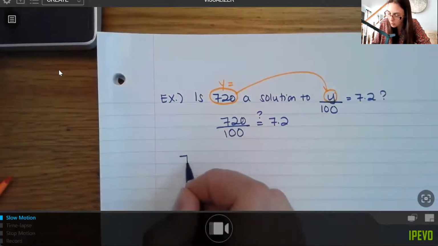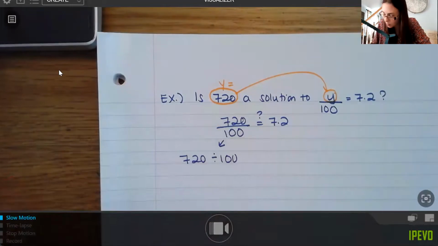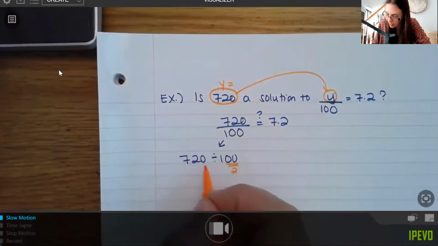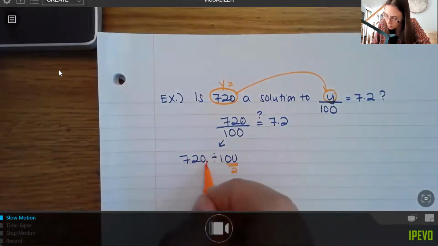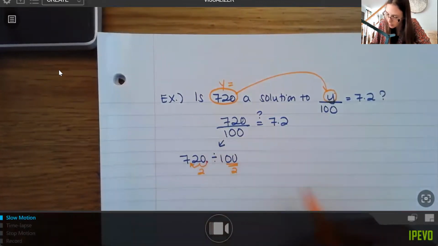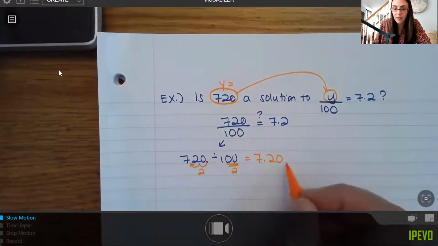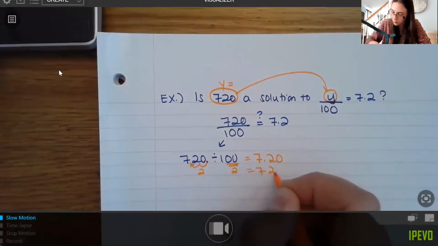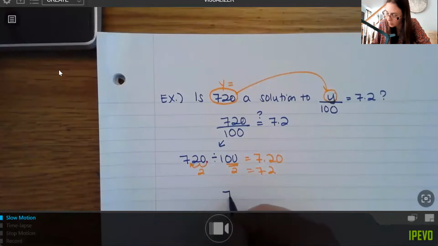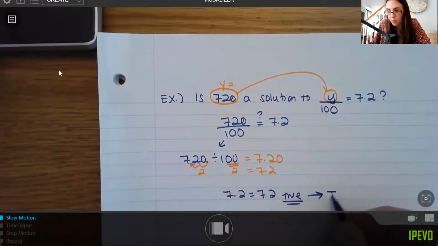Well, think about your rules here. We're doing 720 divided by 100. So I have 2 zeros. So I can take my decimal, which is here on the end, and I can move it 2 spots to the left. So this becomes 7.20. And we don't need that ending 0 because it's after the decimal point. So this just becomes 7.2. So we do get that 7.2 equals 7.2, which is true. So it is a solution.